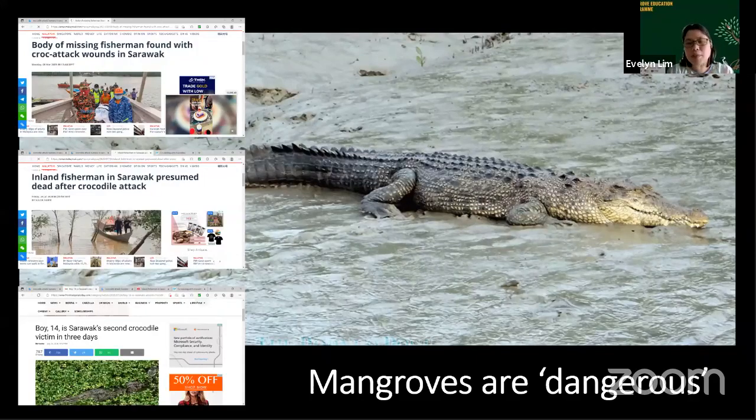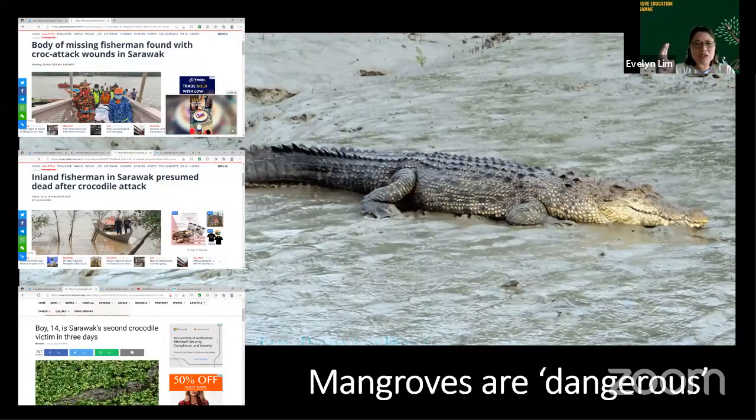They eat other animals: fish, snakes, birds, monkeys, the macaques. Sometimes even small mammals in the mangrove. But humans have never been part of their diet. But what has happened, based on the report by Sarawak Forestry Corporation, is that sometimes the crocodiles are being threatened because of the presence of humans.